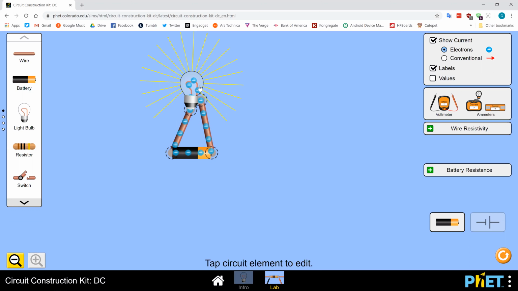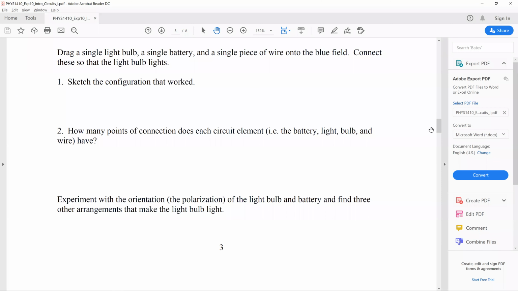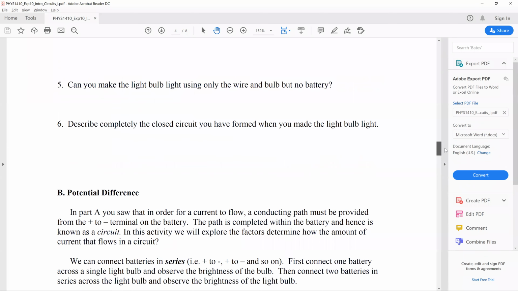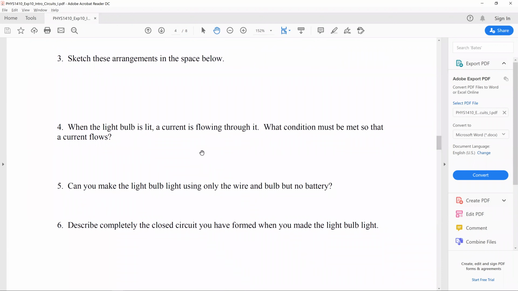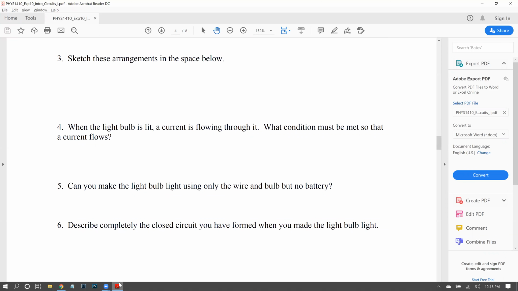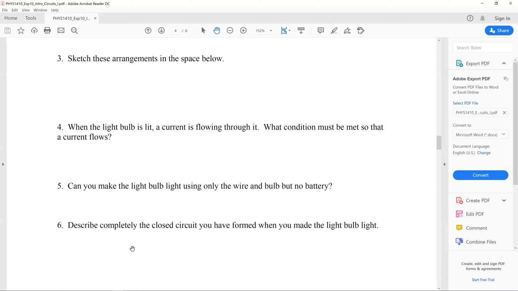You can play around and see if you can get another one, or two or three, because the next question after this is to come up with 3 more configurations that work. And then you need to describe what conditions must be met so that you have a current flowing. Really, 5 should come after 4.